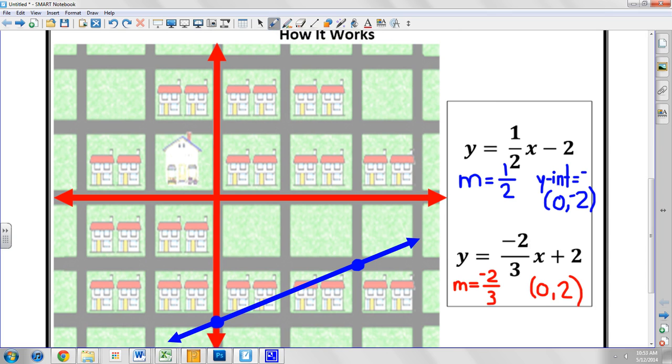Now this one's at (0, +2), so I'm going to start at the origin. I'm not going to go left or right. I'm going to go up 2. 1, 2. My slope is down 2. 1, 2, right 3. 1, 2, 3. Then you just connect the dots.